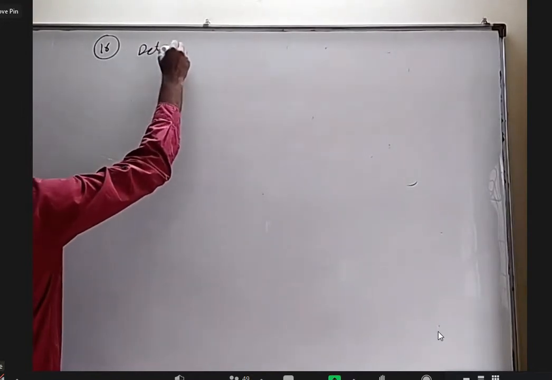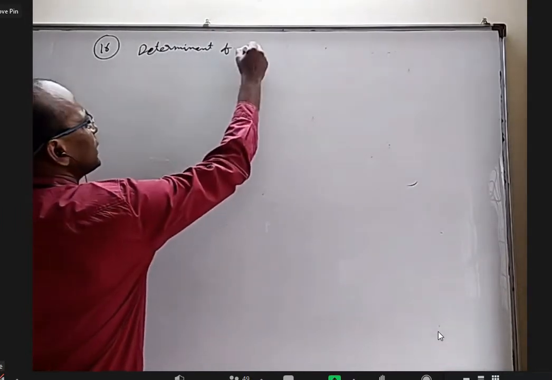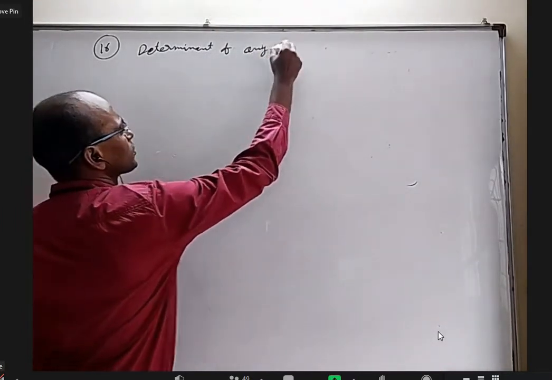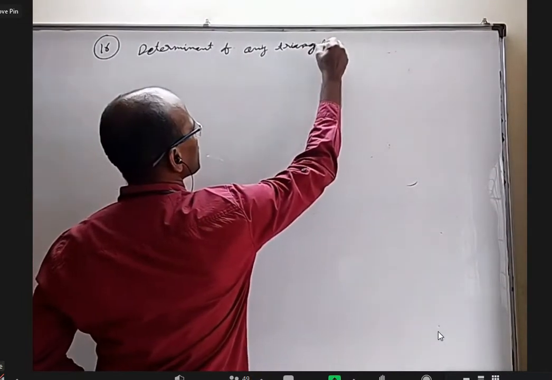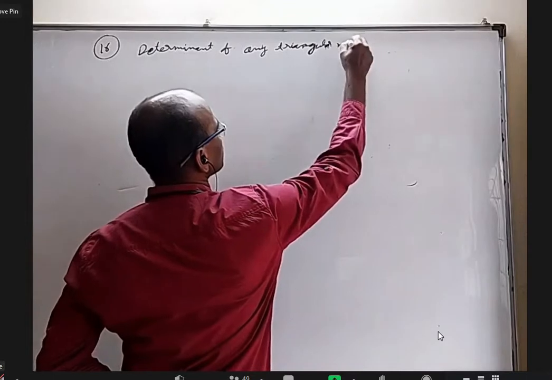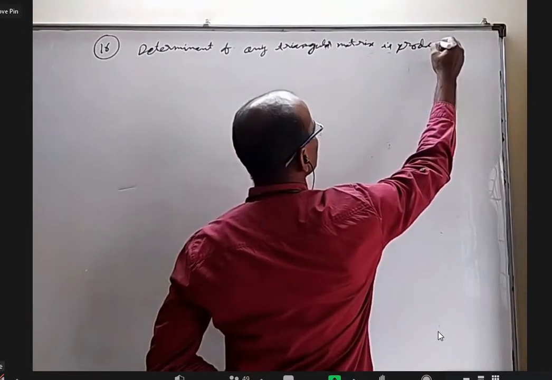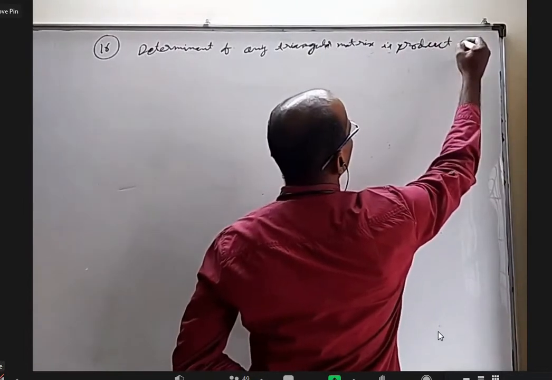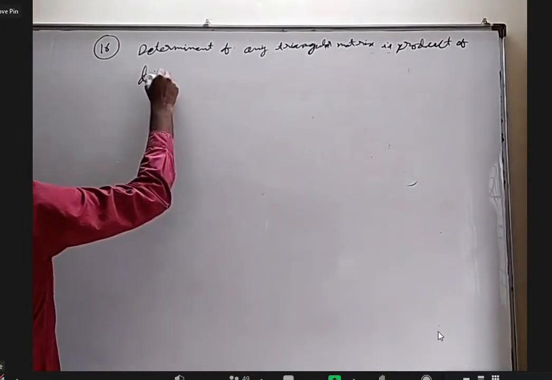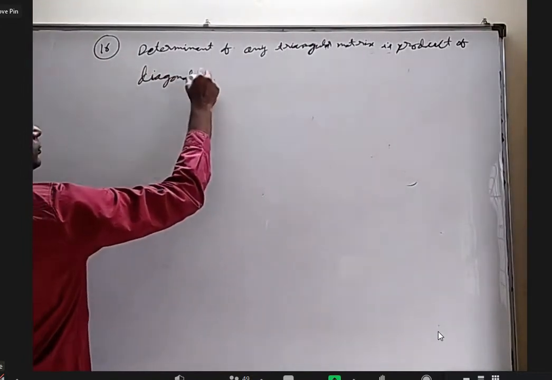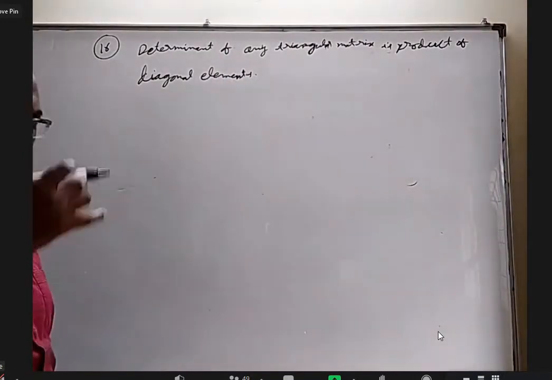Okay, the 16th point is a very small point. The determinant of any triangular matrix is the product of the diagonal elements, whether it is an upper triangular matrix or a lower triangular matrix.